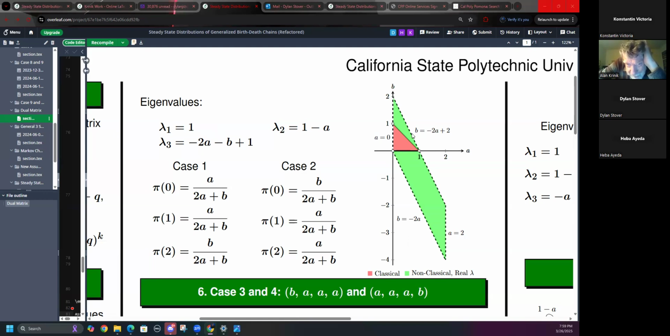Yeah, that guy. So if you drew a segment going from the origin to that line, everything on there would have the same steady state distribution. It's not obvious, but it's sort of the argument that Heba gave before.